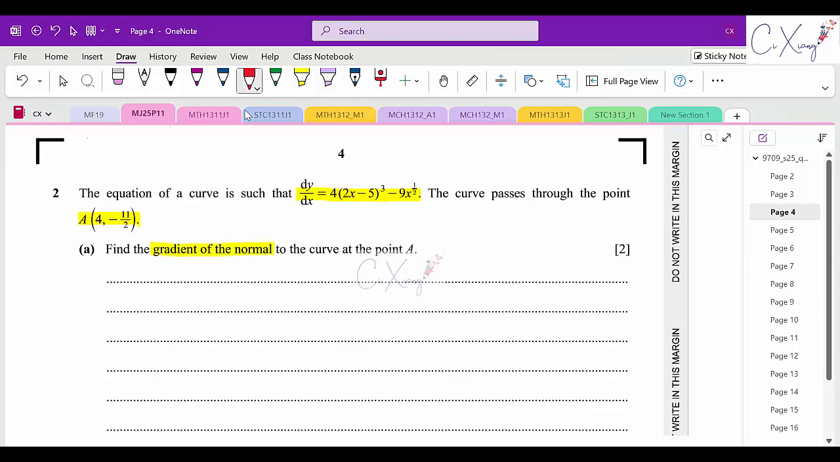Right, so let's start. Before you can find the gradient of the normal, let's think about what equation is related to the gradient of the normal and also the tangent. We should know that when we substitute a value for x into dy dx, we get the gradient of the tangent. Normal and tangent are perpendicular to each other, so the gradient of the normal multiplied with the gradient of the tangent should equal negative 1.